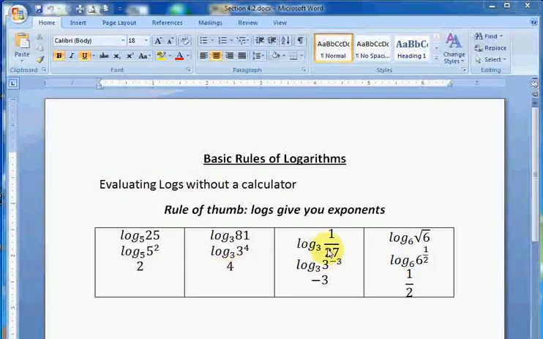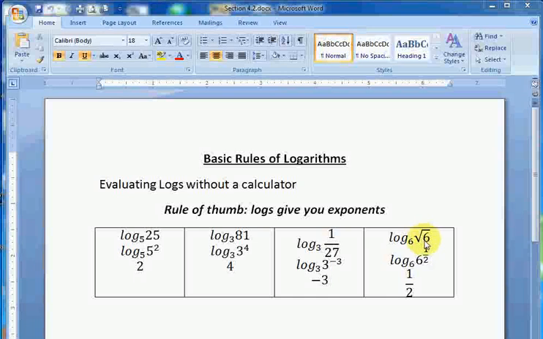Here we get into a little bit trickier example. This is log base 3 of 1 over 27. Well, 27 we know is a power of 3. It's 3 cubed. But since it's in the denominator, I need to account for that, and that means that log base 3 of 1 over 27 is log base 3 of 3 to the negative 3 power, so my answer is negative 3.